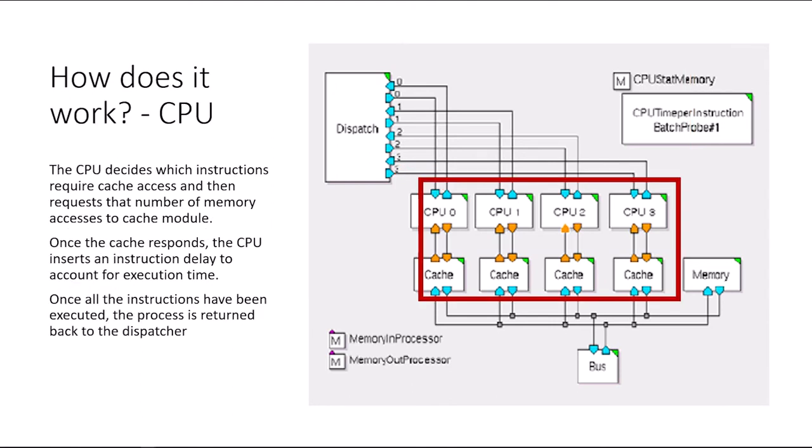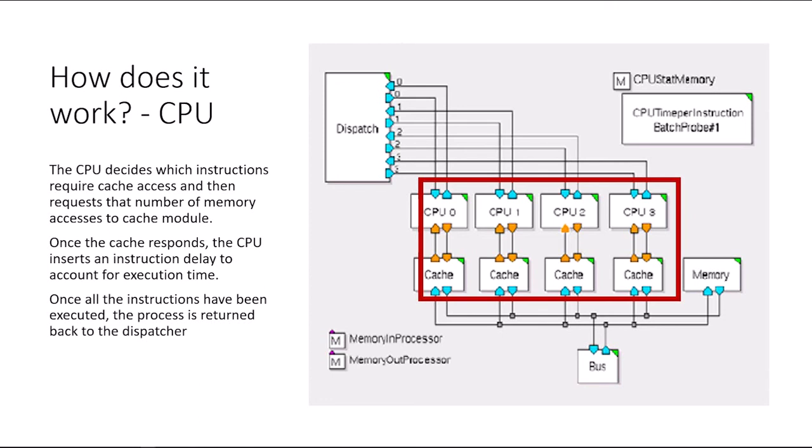So the CPU gets the instruction and decides which require cache accesses, and then requests that number of memory accesses to the cache module. So the cache will respond, and then the CPU will add an instruction delay to take into account the execution time.